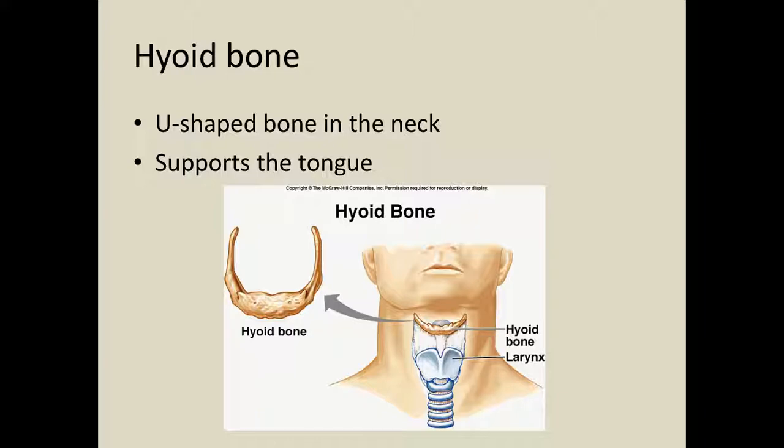Another bone. This is actually a weird little bone because it's not really attached to anything else. It's called the hyoid bone. It's underneath your neck, and its whole job is to help you move your tongue.